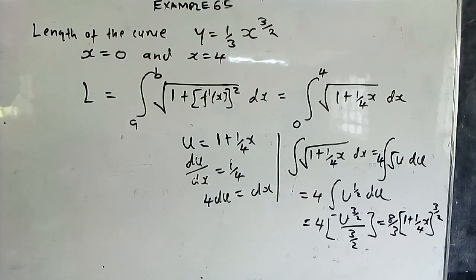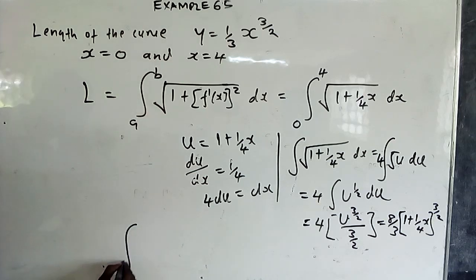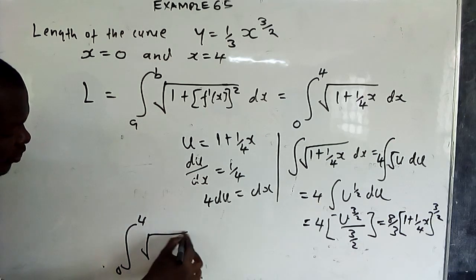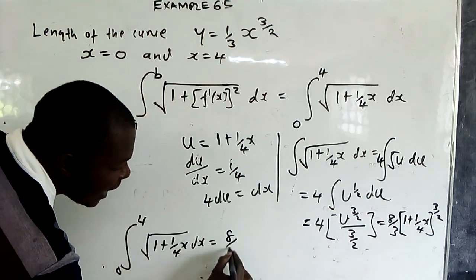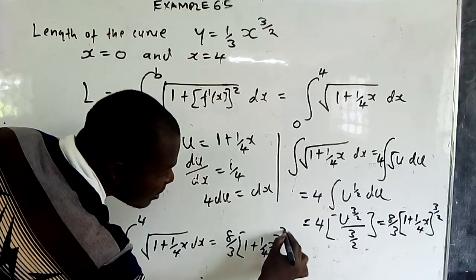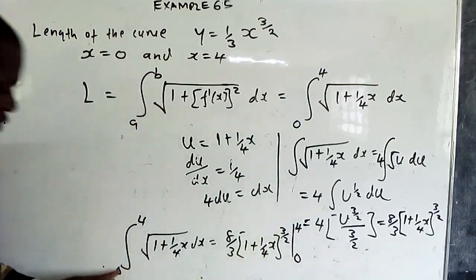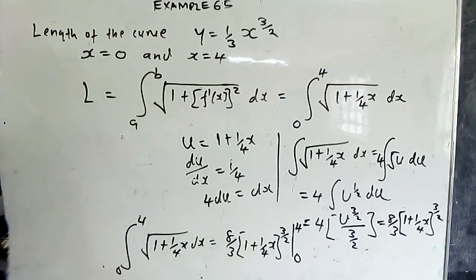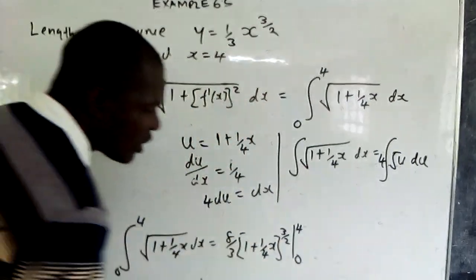So it means your problem, whereby you are integrating from 0 to 4 of the square root of 1 plus a quarter x dx, you are supposed to get 8 over 3 into 1 plus a quarter x raised to power 3 over 2. Then you now put your limits of integration from 0 to 4, because you transformed everything back to x. Are we together? So having done that, what do you get? Give me the answer. Go to the calculator.